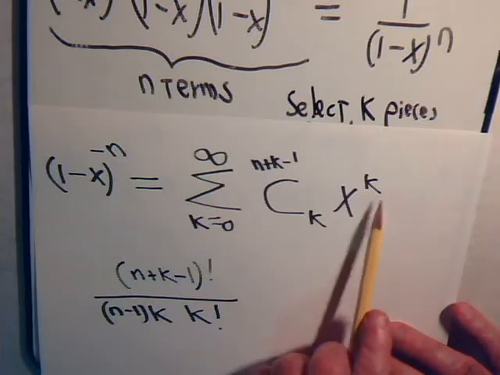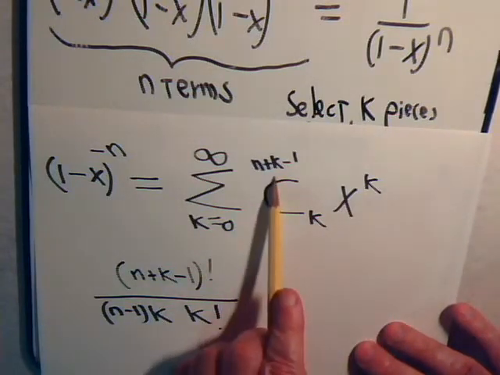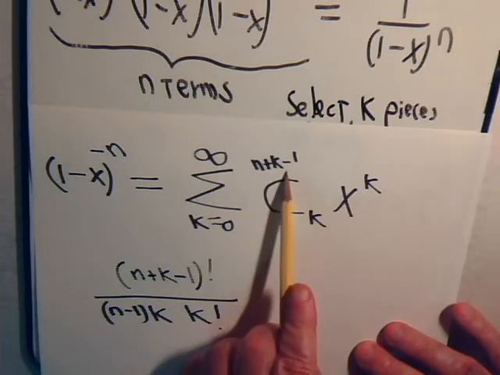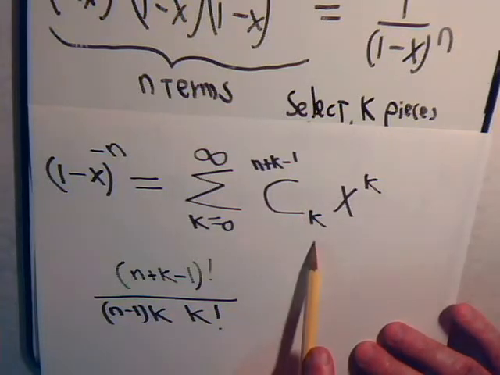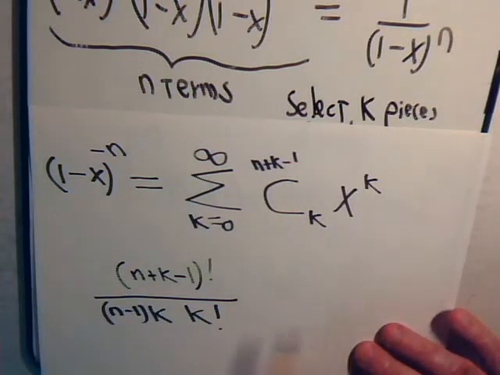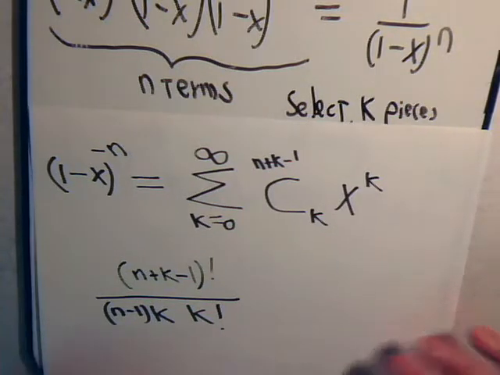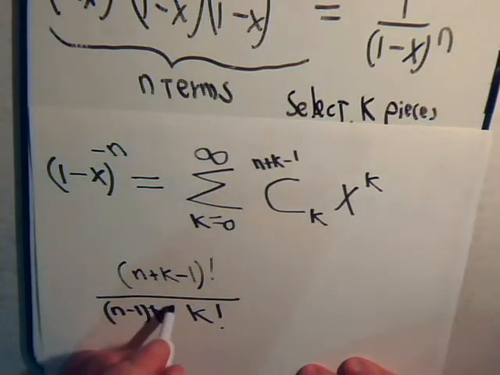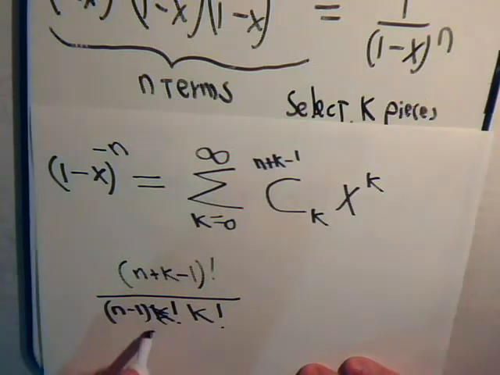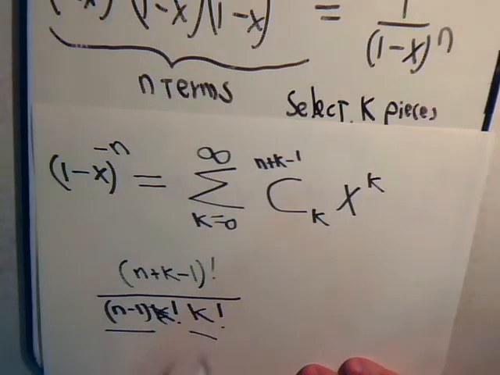In general, for x to the k, its coefficient is C(n plus k minus 1, k). Well, that's the same thing as this expression right here. And as we showed in the previous video, this is n plus k minus 1 factorial over k factorial times n minus 1 factorial.